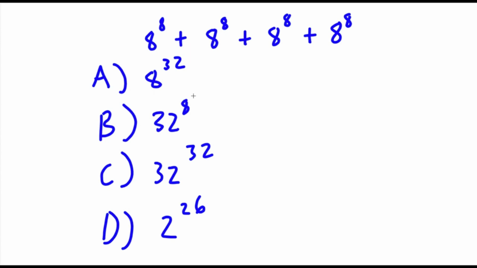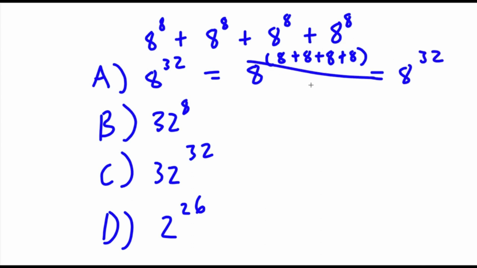Alright, so now, to solve this problem, let's first go through all the answer choices, starting with A. How they got A was they kept the base the same, so they did 8 to the power of, then they added all the exponents, so 8 plus 8 plus 8 plus 8. And this is equal to 8 to the power of 8 plus 8 is 16, 16 plus 8 is 24, 24 plus 8 is 32. And this method is actually wrong. You can't add exponents like that.